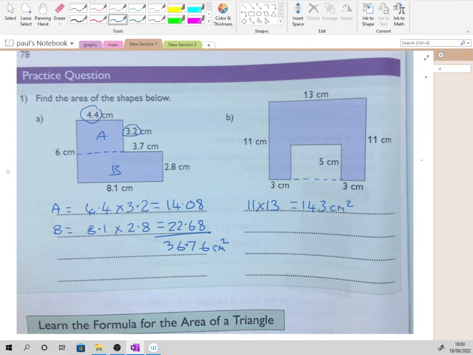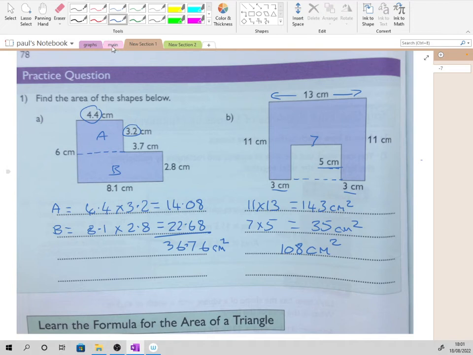So we know that that's 5 there. We need to work out this one. So it's 13 all the way across. Take away that, and that is 6, so that makes that 7. So 7 times 5 is 35 centimetres squared. So if we do 143 minus 35, we get 108 as the answer, centimetres squared.